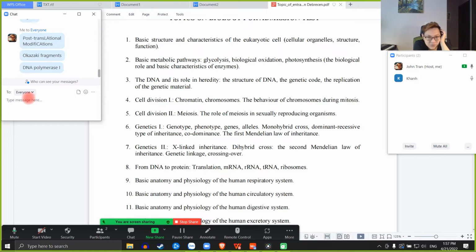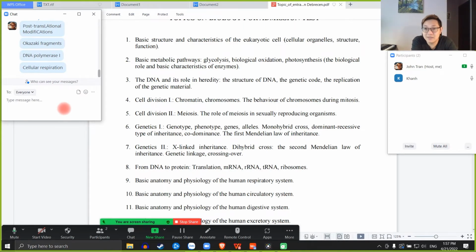Now, number 2 is the most difficult topic you can ever talk about. It's about glycolysis, biological oxidation. What's it called? Respiration. Cellular respiration. Basically biological oxidation, same thing.